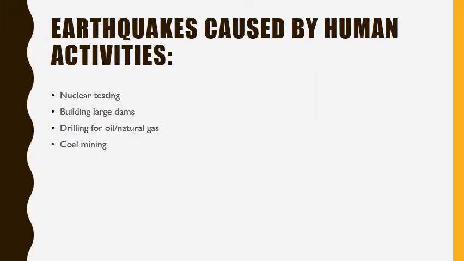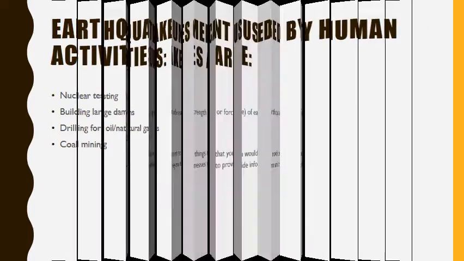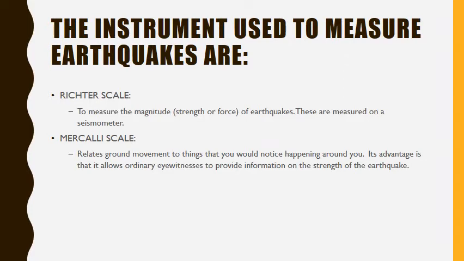Earthquakes caused by human activities: nuclear testing, building large dams, drilling for oil, natural gas, and coal mining. The instruments used to measure earthquakes are, number 1, the Richter scale, to measure the magnitude, strength or force of an earthquake. These are measured on the seismometer. Number 2, the Mercalli scale relates ground movement to things that you would notice happening around you. Its advantage is that it allows ordinary eyewitnesses to provide information on the strength of the earthquake.